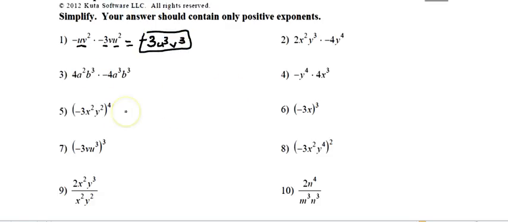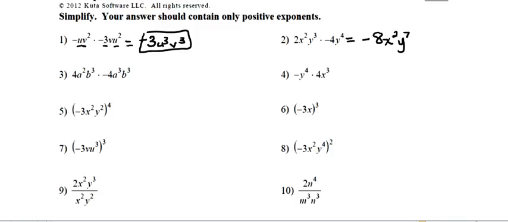Okay, let's also look at number 2 really quick. So start with the coefficients. 2 times a negative 4 is negative 8. Big numbers multiply. Exponents add. X squared. I don't see another x, so I just put x squared. Y cubed times y to the fourth. Keep the base, add the exponent, y to the 7th.